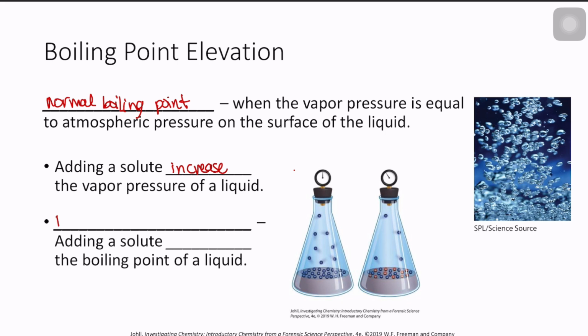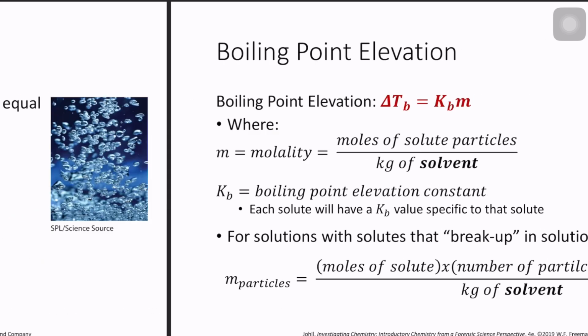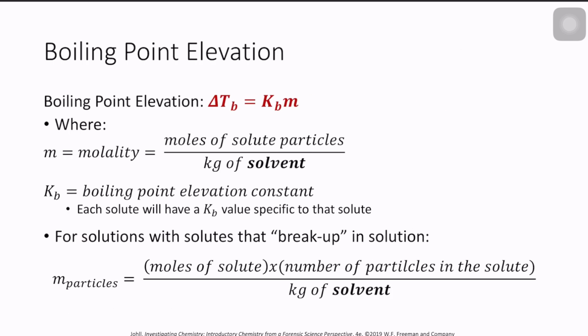So the boiling point elevation simply states that if you add a solute, it increases the boiling point of a liquid. And we can actually calculate that.